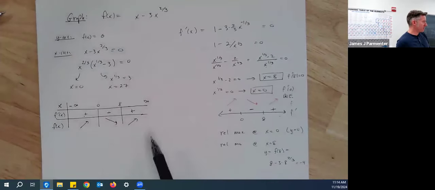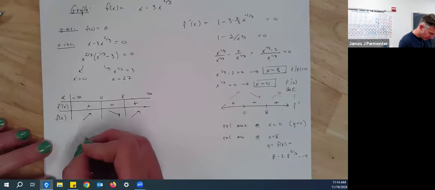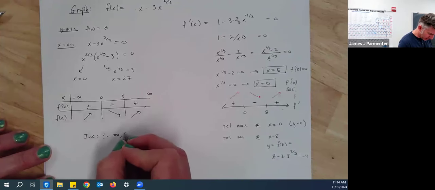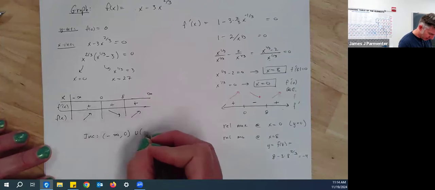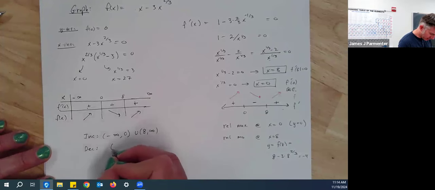But that's what I saw him do in the lecture one day. So that's just to see it's the same work. I should also mention, just because some people do ask, they might actually ask you to write the interval where it is increasing or decreasing. That's not terrible. We say it's increasing on the interval from negative infinity up to 0, union 8 to infinity. It's decreasing on the interval from 0 to 8.